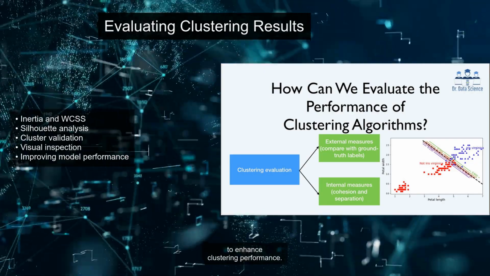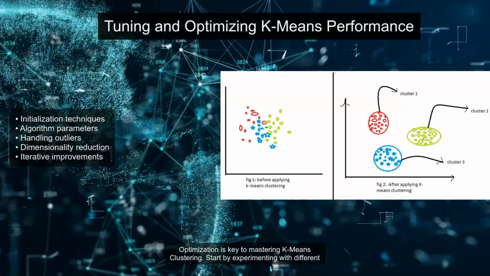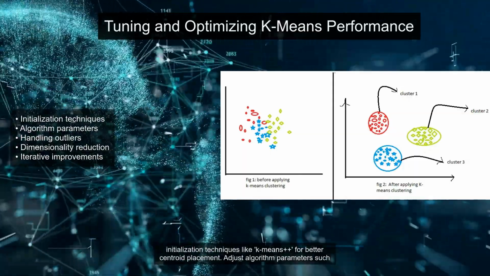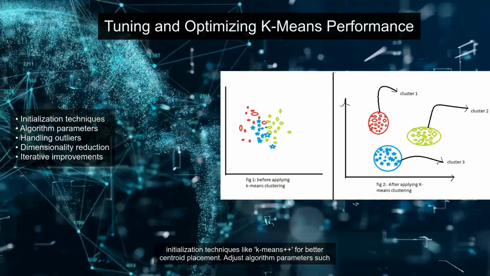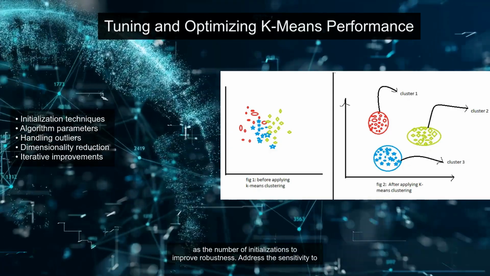This comprehensive evaluation helps refine your model, guiding adjustments in the number of clusters, feature selection, or data pre-processing to enhance clustering performance. Optimization is key to mastering k-means clustering. Start by experimenting with different initialization techniques like k-means++ for better centroid placement. Adjust algorithm parameters such as the number of initializations to improve robustness.